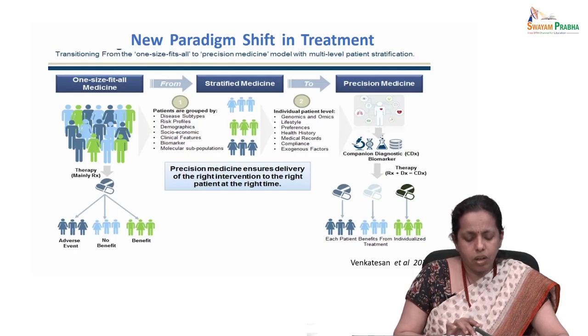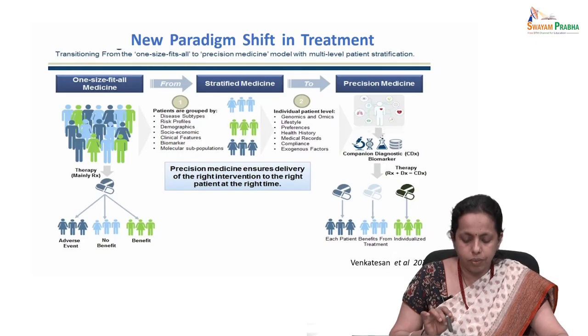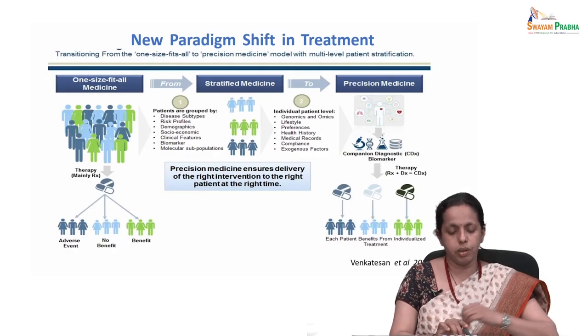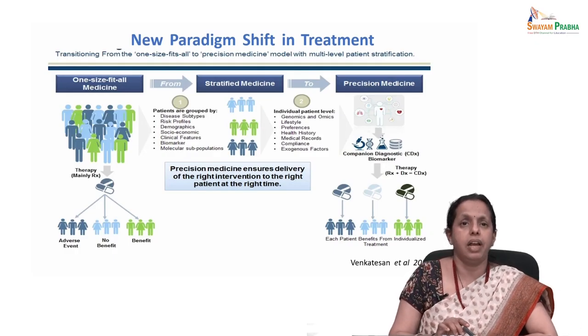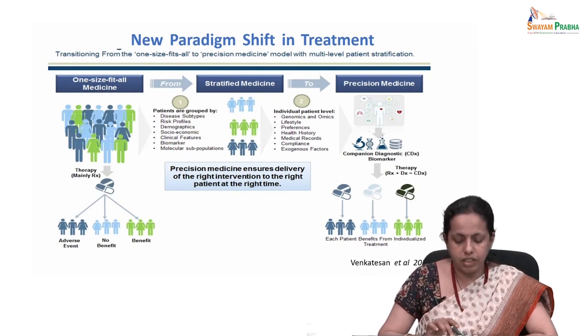You are creating a molecular subpopulation. You are coming to something called precision medicine. At the individual patient level, how is their molecular tumor different? Their lifestyle, their preference, their health history, any hereditary cancers, compliance, and then exogenous factors. All this which we have discussed.